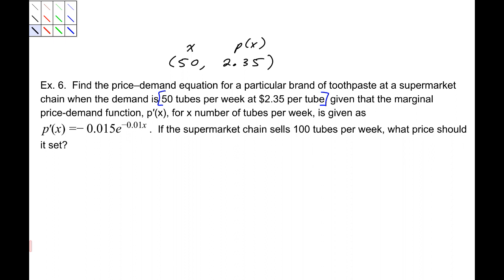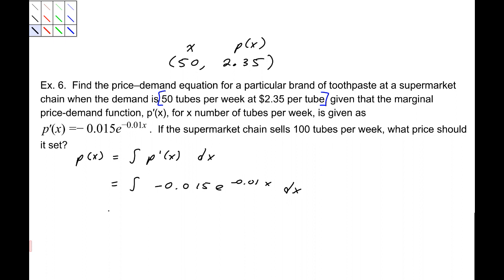Now, we're actually being asked to find p of x. We want the equation for price and demand, that it's x and p of x, but we're given p prime of x. So what we're going to have to do here is find p of x. That is going to be the integral of p prime of x dx, based on the fundamental theorem of calculus, part 1. We can replace this, and so that would be the integral of negative 0.015 e^(negative 0.01x) dx. Notice the variable of integration, I'm using dx there because my function is in terms of x.